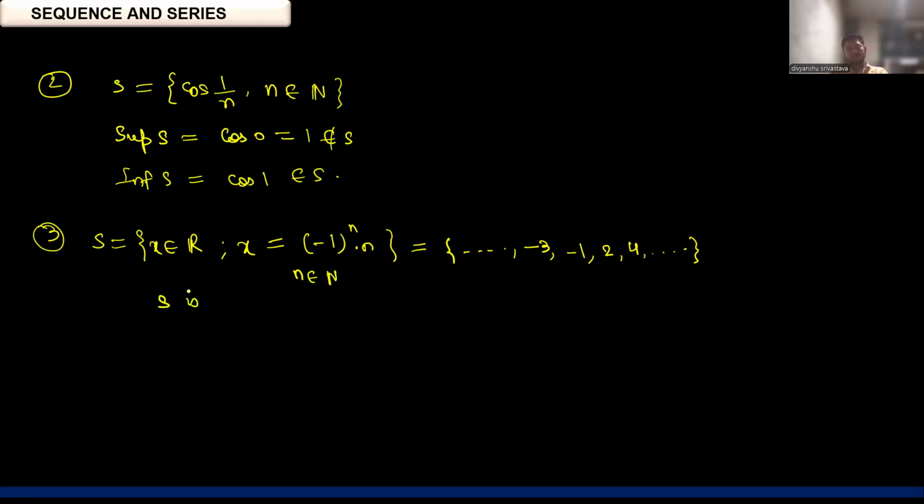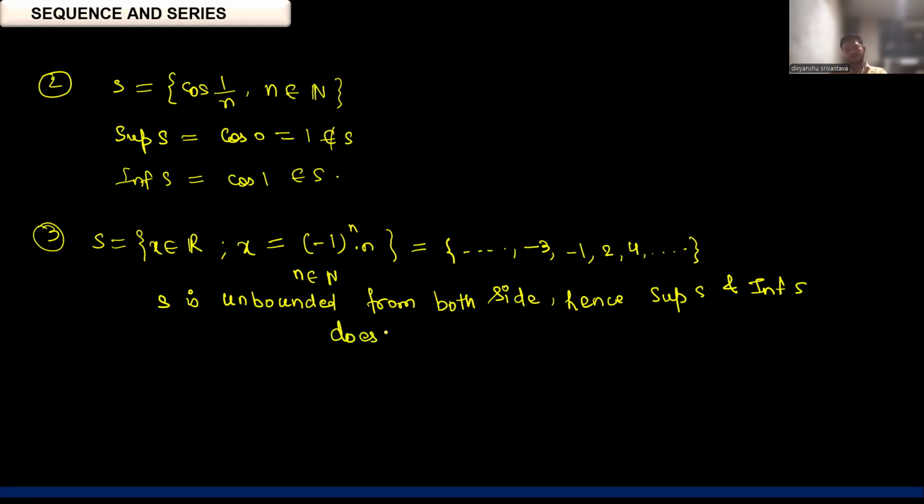So S is unbounded on both sides, hence the supremum of S and the infimum of S don't exist.